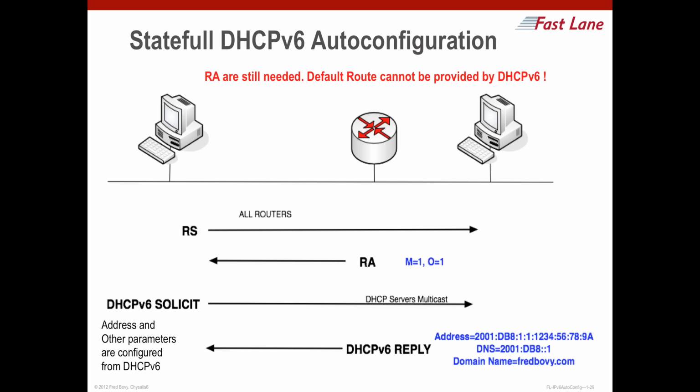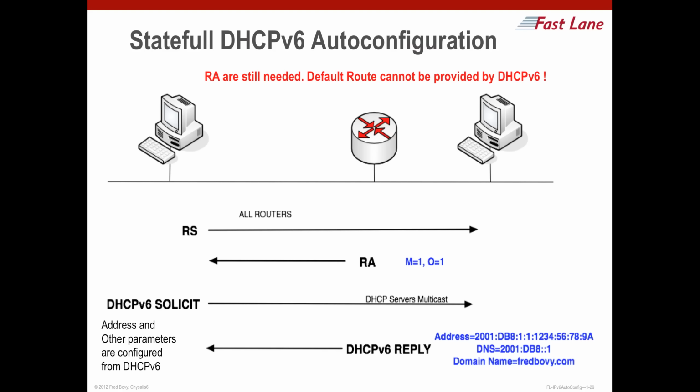The stateful DHCPv6 autoconfiguration, here, in addition to what we have seen from the stateless address autoconfig, we also use the DHCPv6 to get an address. So this is why it is stateful, because actually the DHCPv6 only keeps a state when it allocates an address.